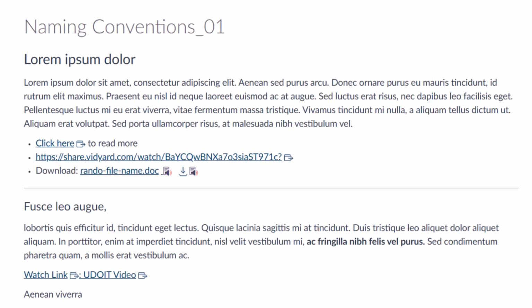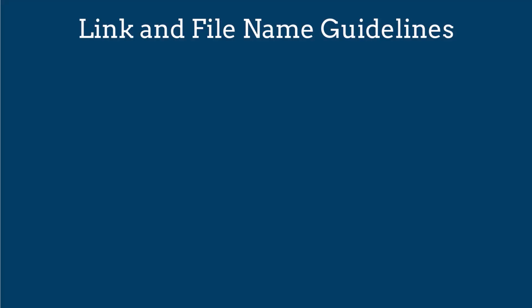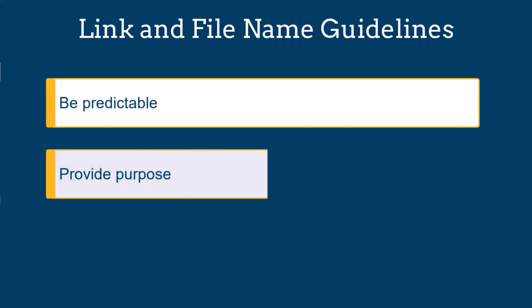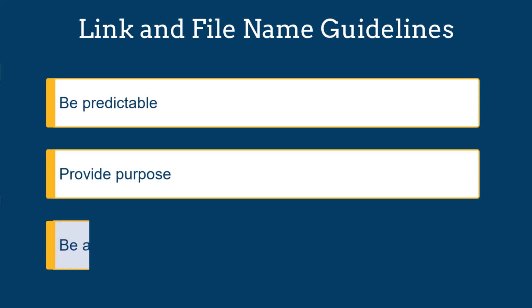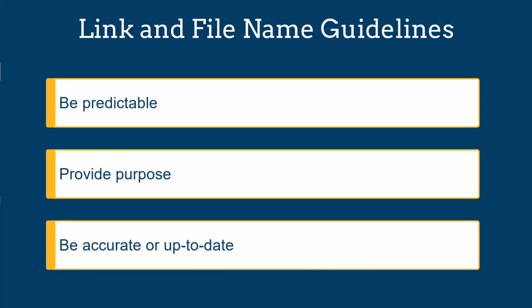The guidelines for making file names and links accessible for screen readers make the content more predictable and relevant for all users. So before we look at how to make corrections to file and link accessibility issues in UDOIT, let's consider what best practices are for naming files and links. A good link or file name is predictable, it provides purpose, and it is accurate or up to date.